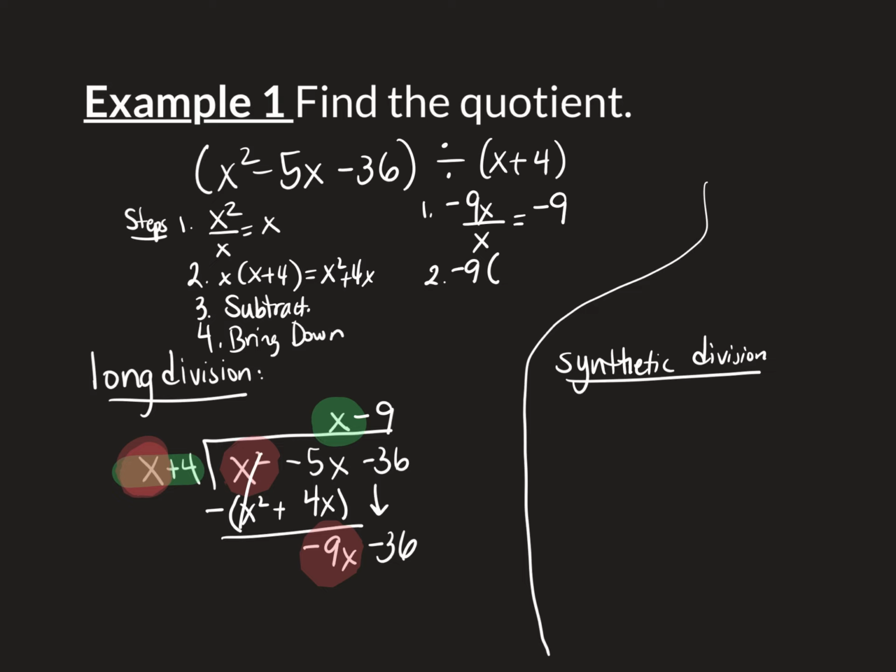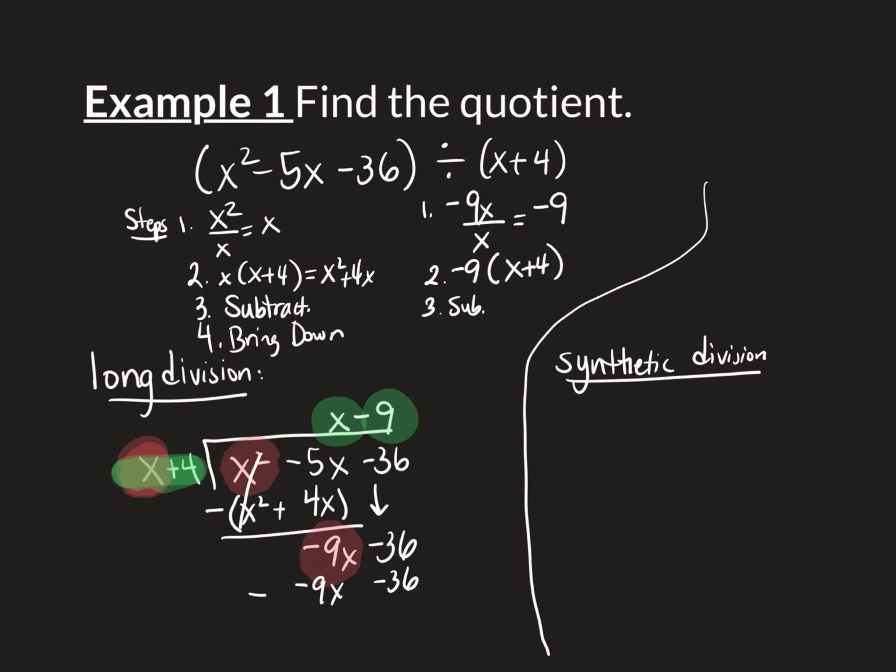Negative 9 times the divisor, x plus 4. So it's the answer that you got, what you put above, with the divisor. You multiply those two. Negative 9 times x plus 4. Then you distribute. And you don't have to actually put the answer there. We can put the distribution down here where it belongs. Negative 9x minus 36.